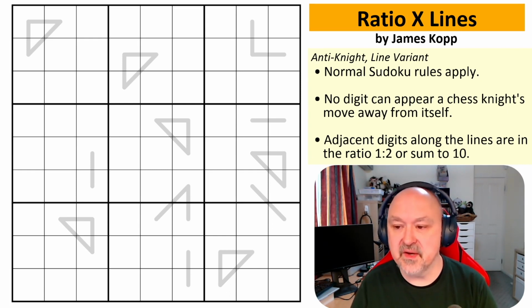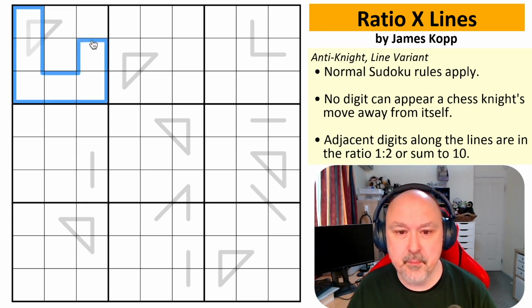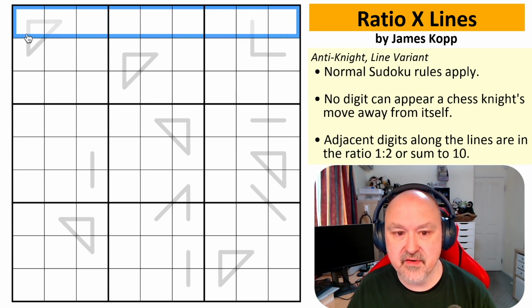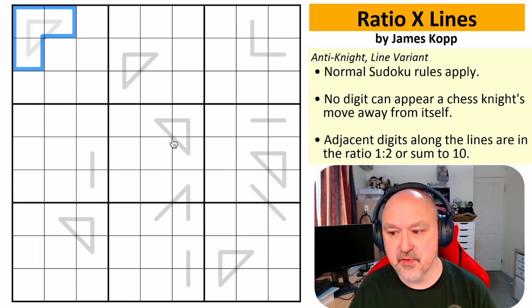The feedback that the setters get from people who do email in responses, we love that. That's just great. But let's have a look at Ratio X Lines by James Kopp. Not a lot on this grid, so testers say it's great, so I'm looking forward to this one. So normal Sudoku rules apply. In every box, in every row, and in every column, the digits 1 to 9 must be placed without repetition. There is a knight's move constraint on this. So digits that are separated by a knight's move cannot contain the same digit, basically.